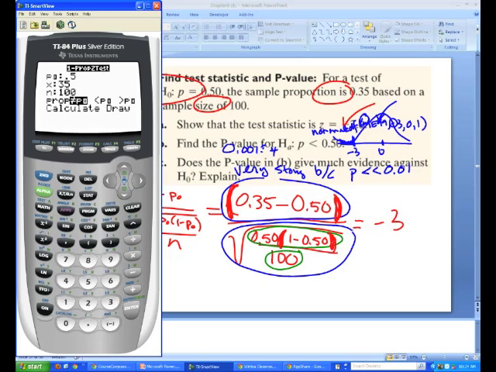But B tells us which symbol to use. It tells us to use the less than, right? That's less than. So we use the less than symbol, we highlight it, press enter. And so when it calculates the p-value, it will say, oh, remember alternative is less than, so shade less than.